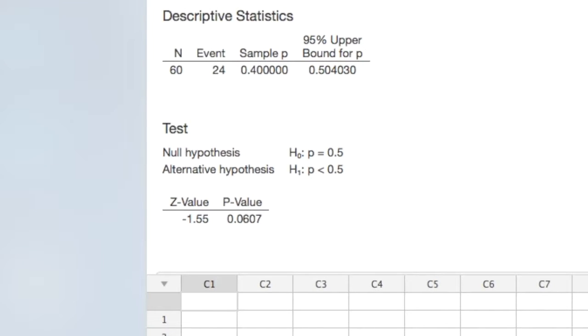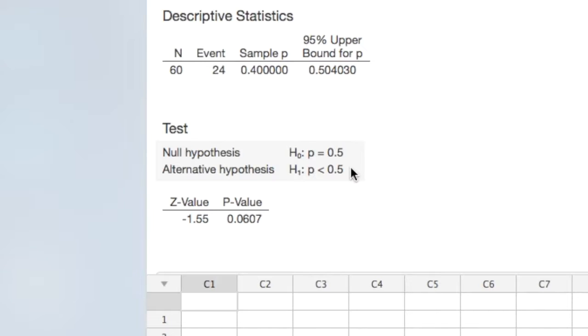Here's our output. We can use this to walk through the 5-step hypothesis testing procedure. In step 1, we write hypotheses. Our null hypothesis is that p equals 0.5. Our alternative hypothesis is that p is less than 0.5.